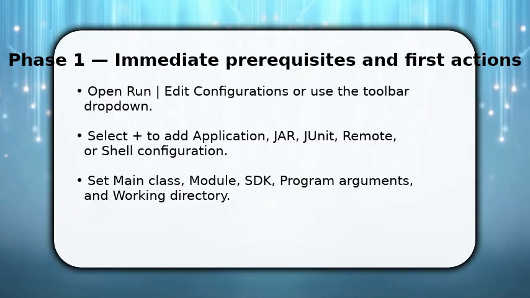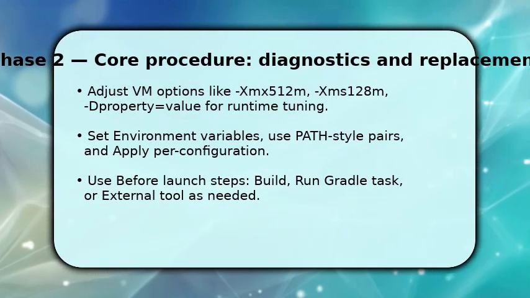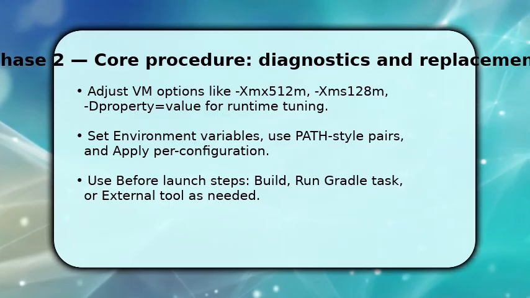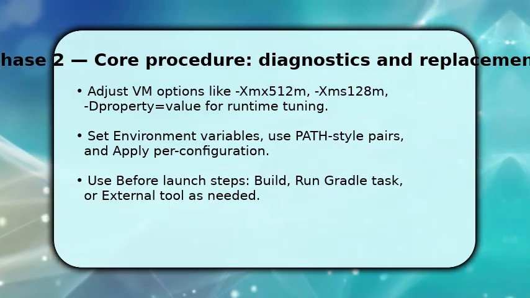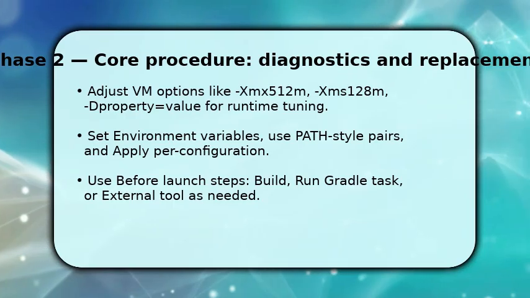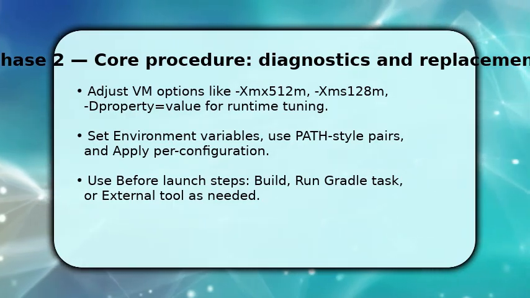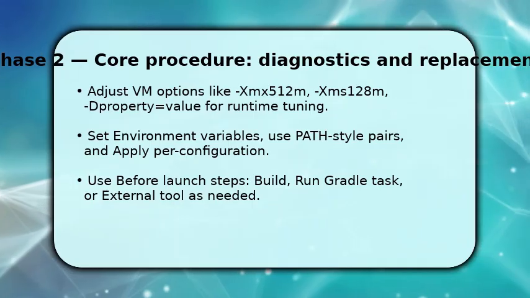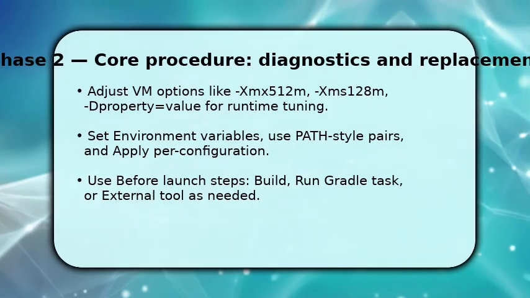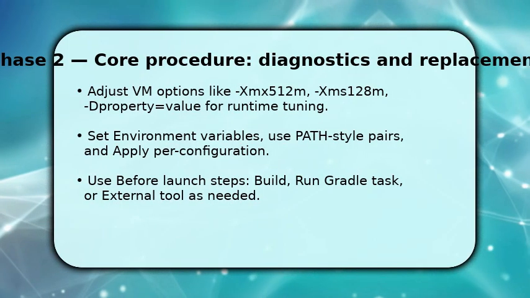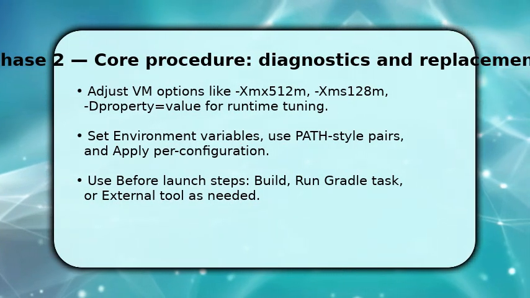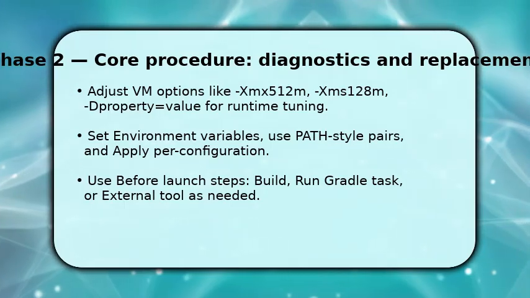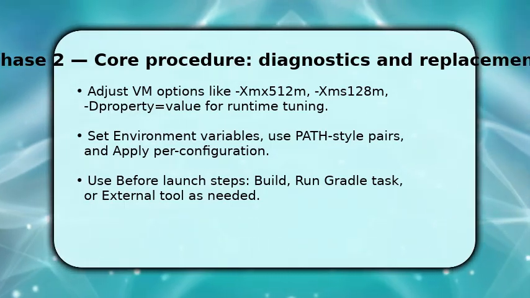Now you refine how the program runs. Set VM options such as -Xmx512m to limit heap or -Dconfig.path to inject settings. You do this because the VM fine-tunes performance and feature flags affect behavior. Next, add environment variables directly. Use KEY=value pairs since they influence libraries and authentication. Then configure before-launch tasks like Build or a Gradle task so the binary is fresh. Once done, save and test the config with the green Run.